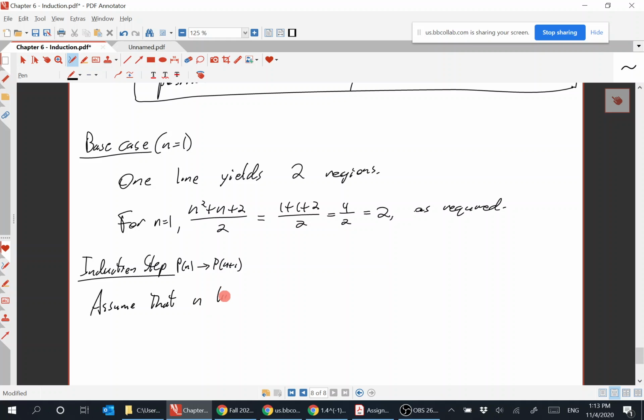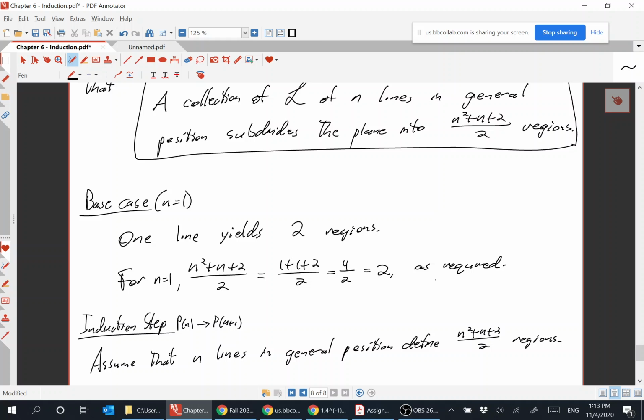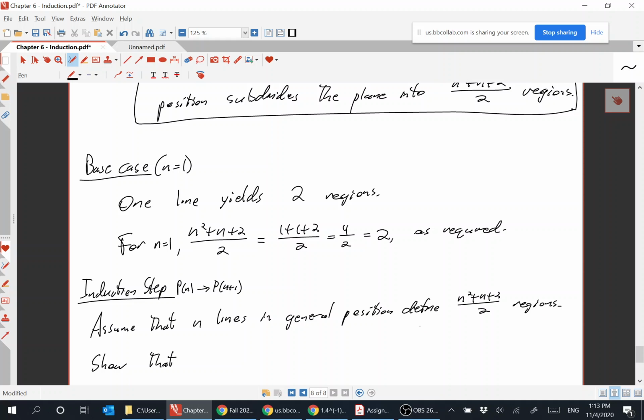I'll shorten it a little bit. Assume that n lines in general position define (n squared plus n plus 2) over 2 regions. Show that Pn plus 1 holds. What's Pn plus 1? That n plus 1 lines in general position define ((n plus 1) squared plus (n plus 1) plus 2) over 2 regions.